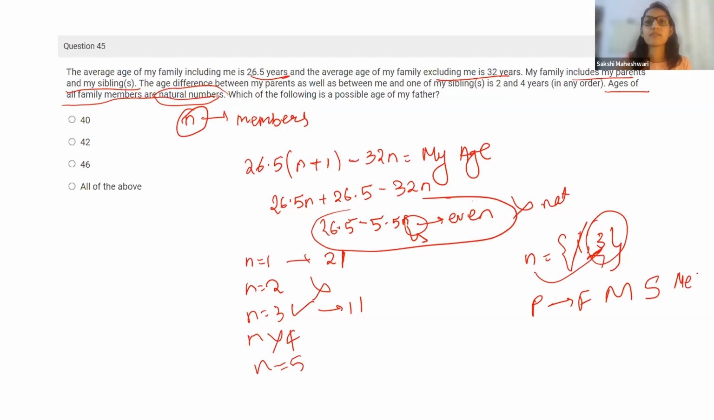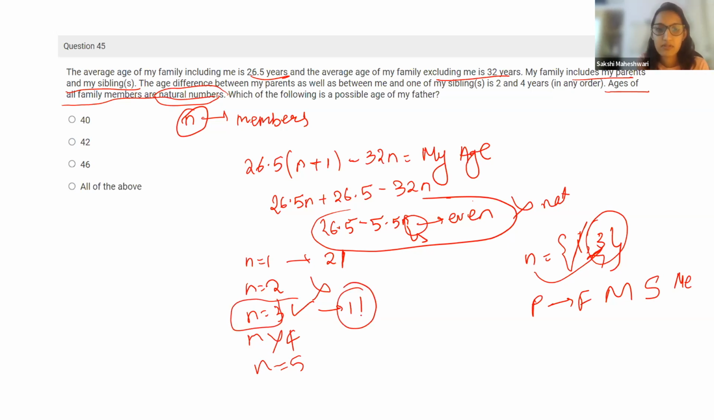Now the age difference can be, for example, if I have taken n equal to 3, so my age came out to be 11. Just take this calculation once. If I do 5.5 into 3, this comes out to be 16.5. Yes, so it would be 10. Sorry. So my age is 10. So my sibling's age can be 10 plus minus 2 or 10 plus minus 4.